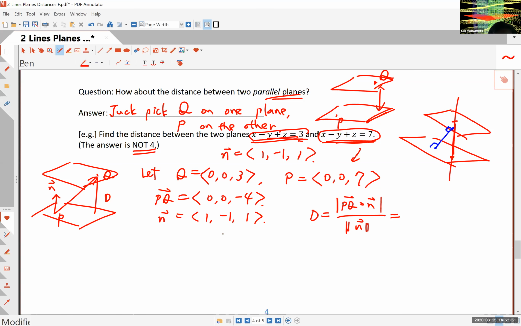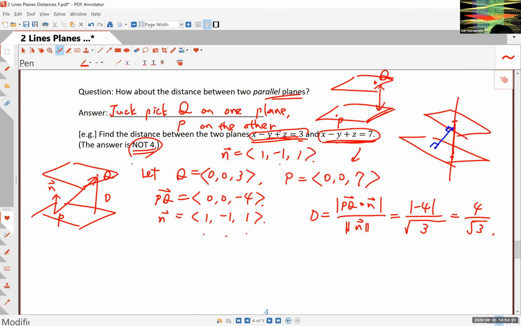Okay, what's the dot product? With 0, 0, negative 4, the top is negative 4. The absolute value is, of course, 4. And the denominator is the square root of 1 squared plus 1 squared plus 1 squared. That sounds like 3 to me. So the answer is 4 over the square root of 3, and that is the distance between those two planes. Not 4, okay, but 4 over the square root of 3.